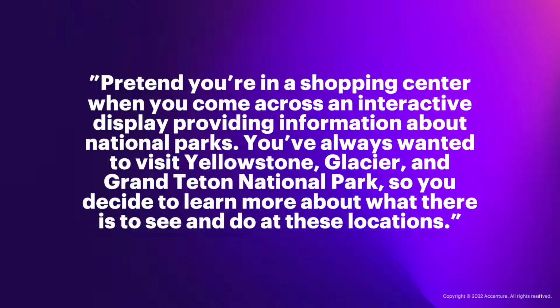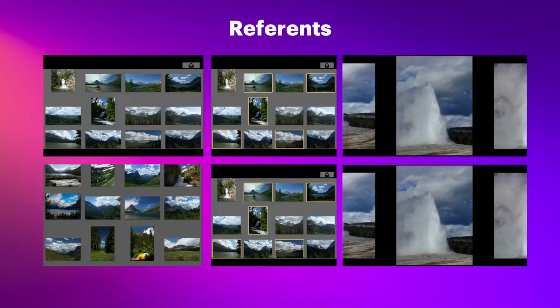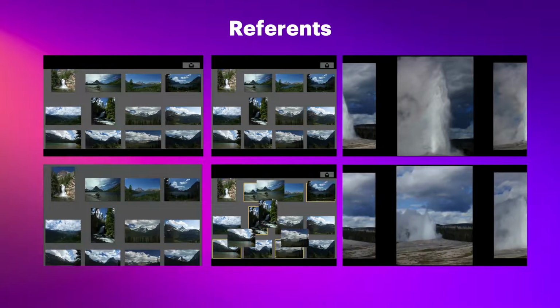At the start of the study, the participants were told to pretend they're in a shopping center when they come across an interactive display providing information about national parks. They've always wanted to visit Yellowstone, Glacier, and Grand Teton National Park, so they decide to learn more about what there is to see and do at these locations. Participants were shown referents related to the scenario described that included interacting with photos of animals and landscapes found in national parks.